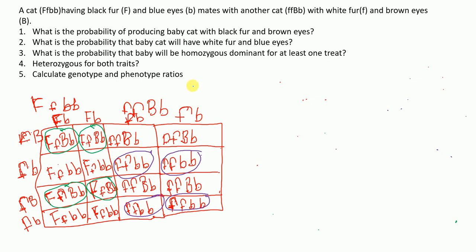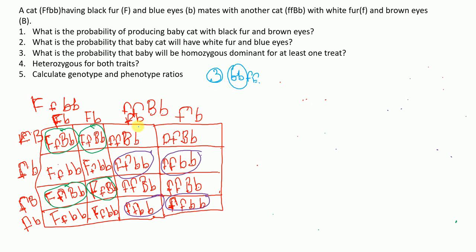Okay, so question number 3 is: what is the probability that the baby cat will be homozygous dominant for at least one trait? Okay, for at least one trait. To be homozygous dominant, so then either I should have small b or small f. I mean at least one.